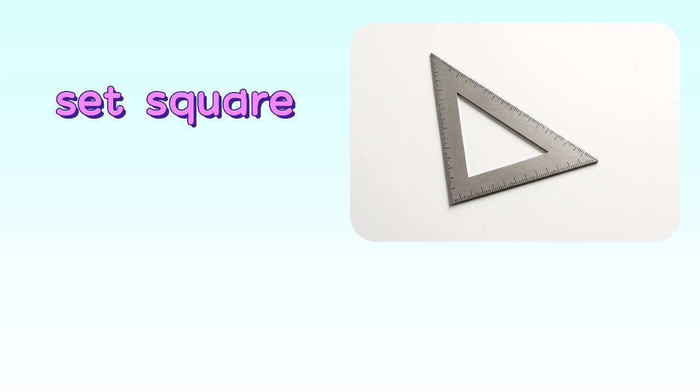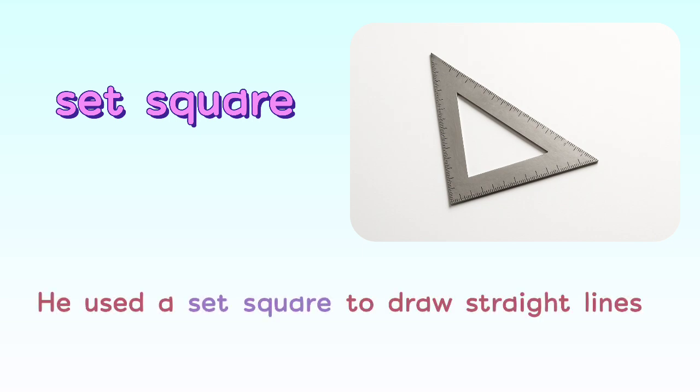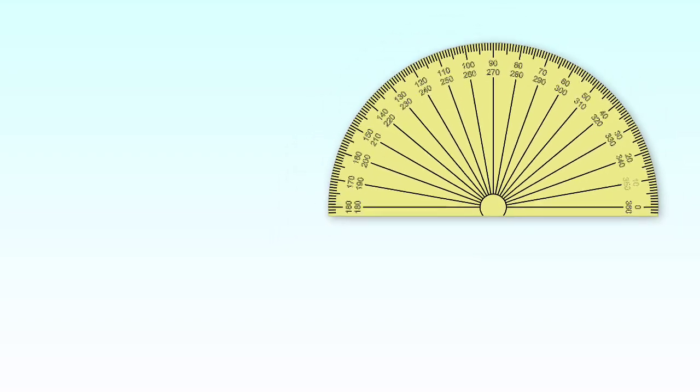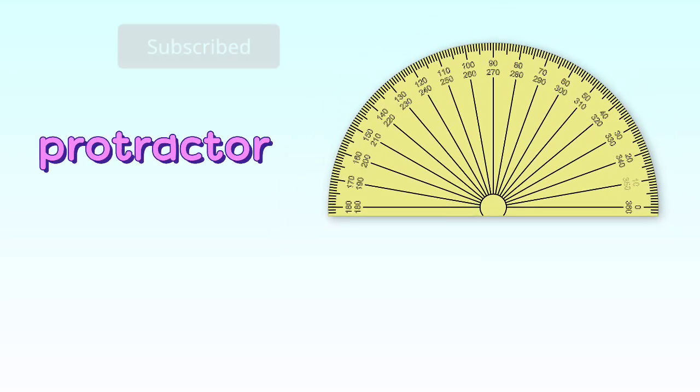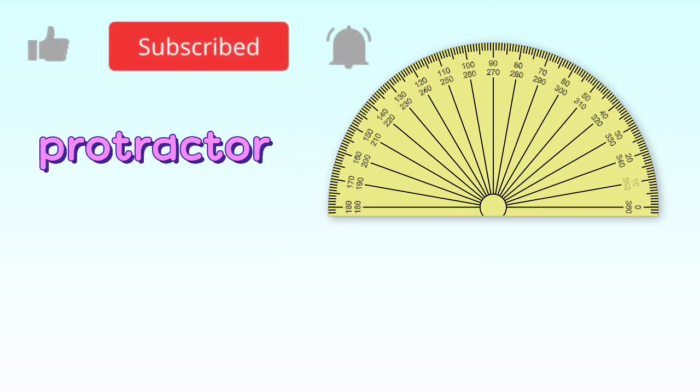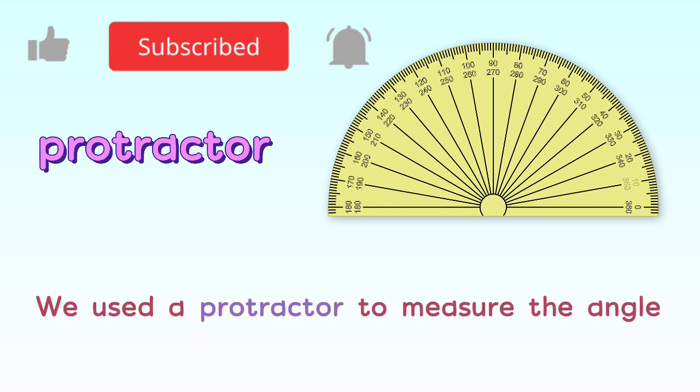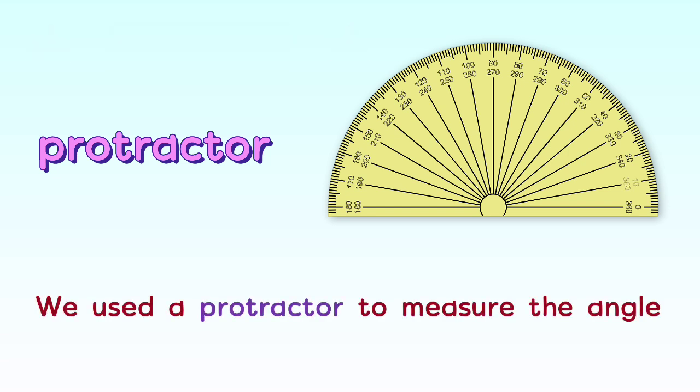Set square. He used a set square to draw straight lines. Protractor. We used a protractor to measure the angle.